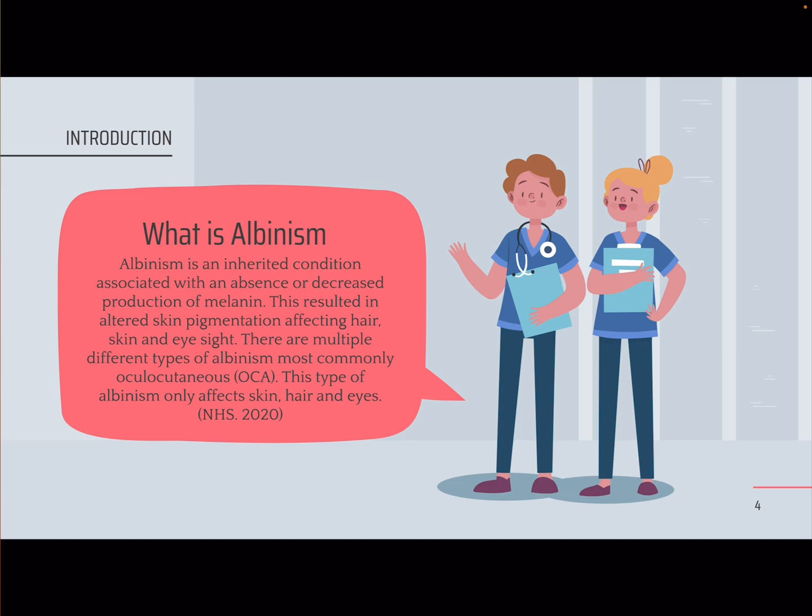Albinism is an inherited condition associated with an absence or decreased production of melanin. Melanin's role is to give skin, hair, and eyes their pigmented color. Therefore, albinism is a result of altered skin pigmentation affecting the hair, skin, and even your eyesight. There are multiple different types of albinism, but the one we will focus on today is the oculocutaneous, also known as OCA. This type of albinism only affects skin, hair, and eyes.